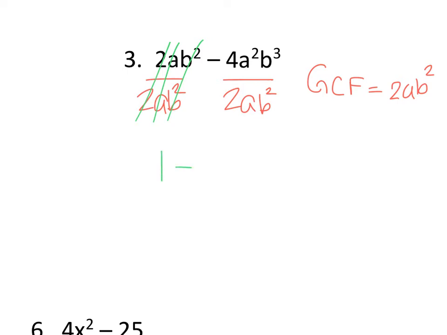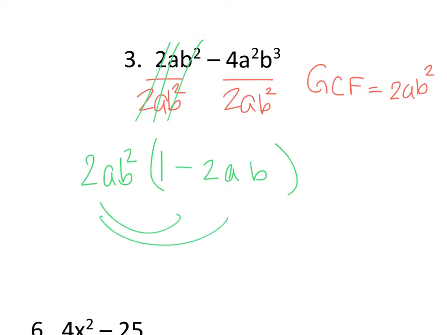Minus 4 divided by 2 is 2. And a squared divided by a, there are 2 a's on top and 1 a on bottom. 2 minus 1 is 1. So I got a. And then there are 3 b's on top, 2 b's on bottom. 3 minus 2 is 1, so I'm going to put a b here. And again, don't forget to write that GCF on the outside, because remember, you want to be able to eventually prove that this goes back in and gets the original problem.